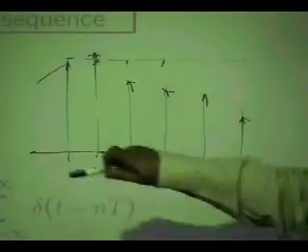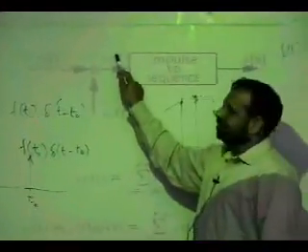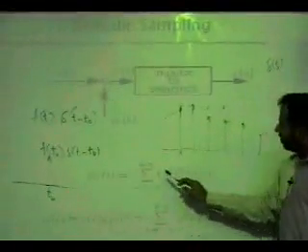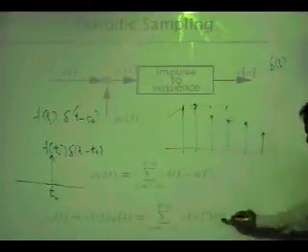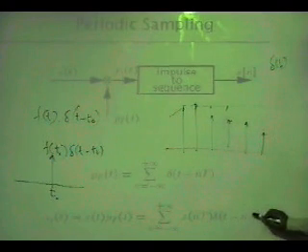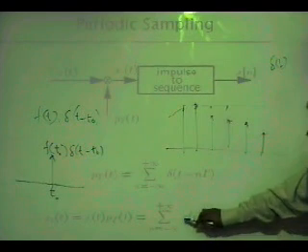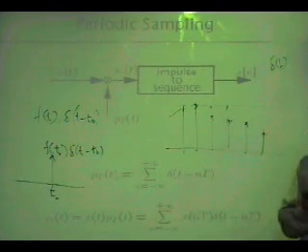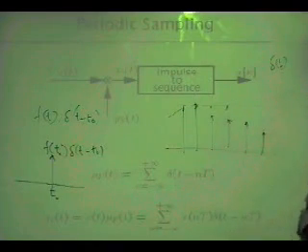If you multiply a train of impulses with a function, what you get is... so this is your train of impulses. If you multiply this with this, you get the same impulses at every capital T. Amplitude of every impulse is equal to the value of the function at the location of the impulse. x of nT, where n is the index.